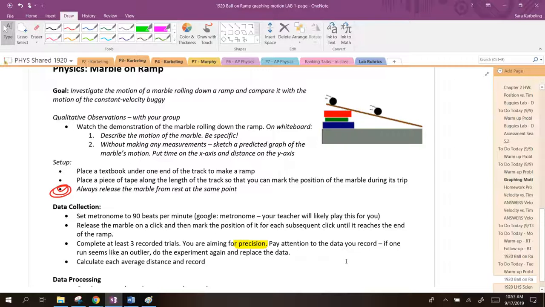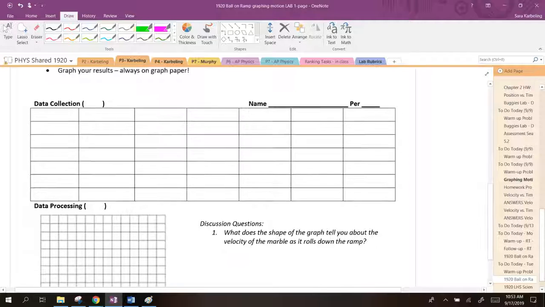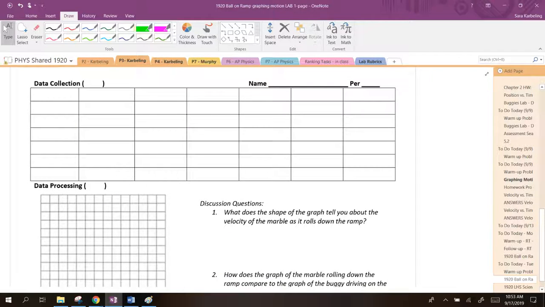And so we released the marble from rest. We set a metronome to get the clicks, click, click, click, and then we took data. And so you have collected that data in your data table, okay? And that data table may need to be cleaned up a little bit, and if it does, this is going to be your opportunity to do that, okay?